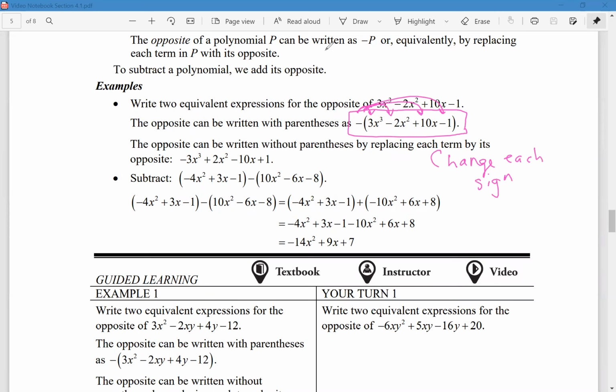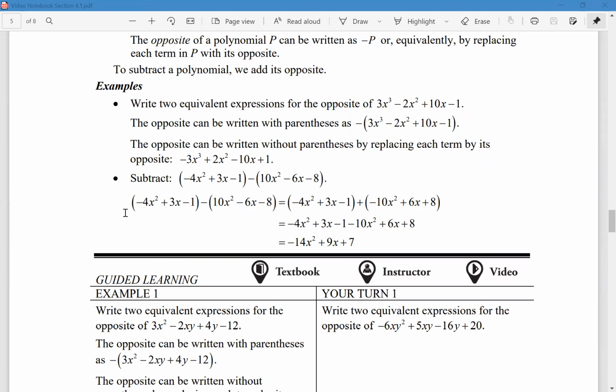So notice in this example, subtract negative 4x squared plus 3x minus 1 in parentheses minus 10x squared minus 6x minus 8. I would distribute that minus sign to change the expression to its opposite. Notice how the 10x squared now becomes minus 10x squared. The minus 6x now becomes plus 6x. The minus 8 becomes plus 8. Then you just combine like terms, like normal. Once you change the signs of the second expression, then you're able to combine them just like you did in the adding examples.